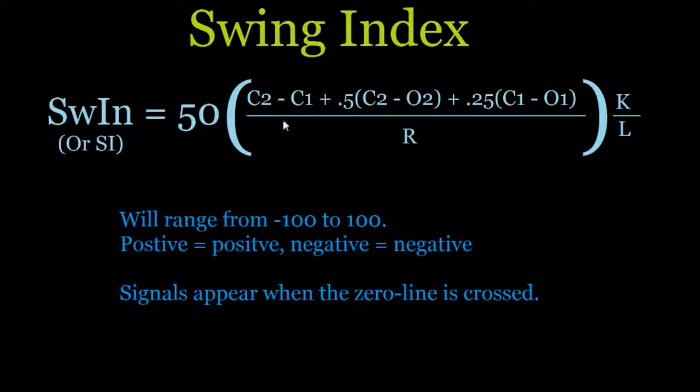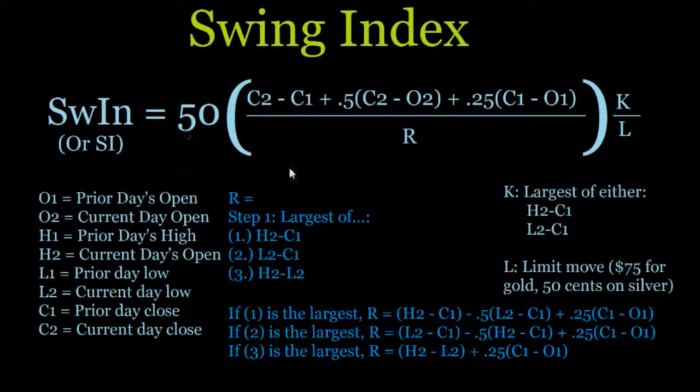As you can see, there's a few steps. Let's go back to the steps here. There's a few steps to the calculation of this process. First, you would want to figure out what R is equal to and what K is equal to. Also, L is equal to the limit move. If you're not familiar with what limit move is, if you're not interested in futures, the limit move is basically the most that a future can actually move. They set limits so it can't move any more than X. For example, gold would be $75, silver 50 cents, and so on.